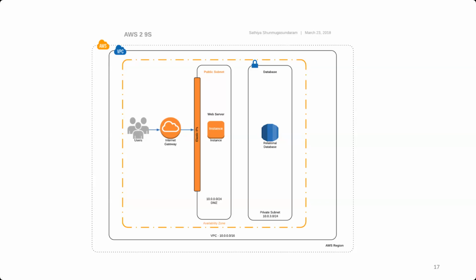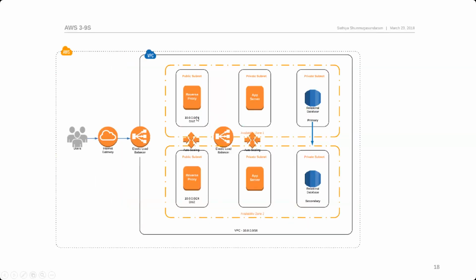Answer is no. Why? How many EC2 instances are there? Only one. Redundancy failed or not? If there is no redundancy, there is no high availability. Remember, even though it is inside the VPC, if you have only one EC2 instance, there is no redundancy. Okay. Tell me, is this highly available or not?